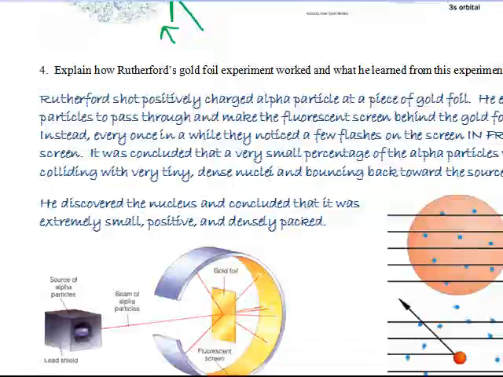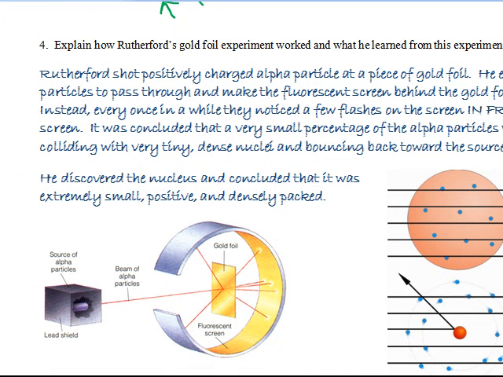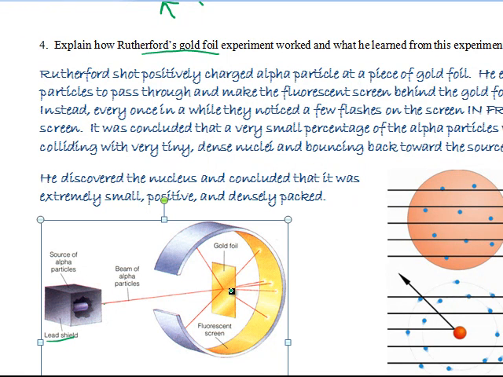All right, Rutherford. Rutherford's gold foil experiment is the way that we learned about the nucleus. So you should explain Rutherford's gold foil and what he learned. Now, he shot alpha particles, little tiny particles that are radioactive. He shot them at a piece of gold foil.